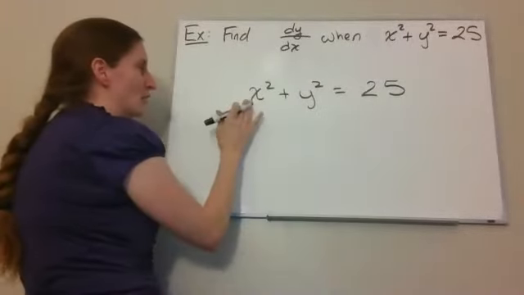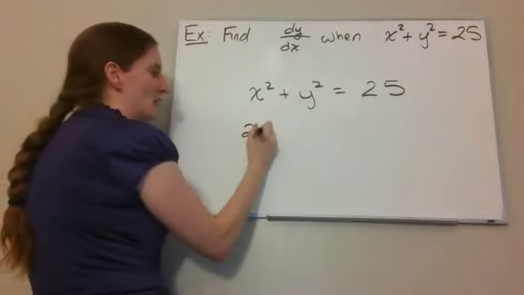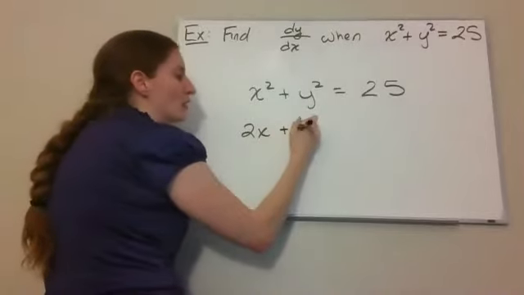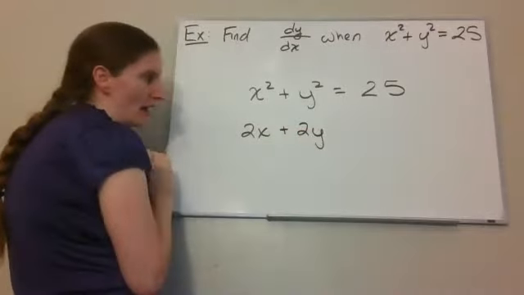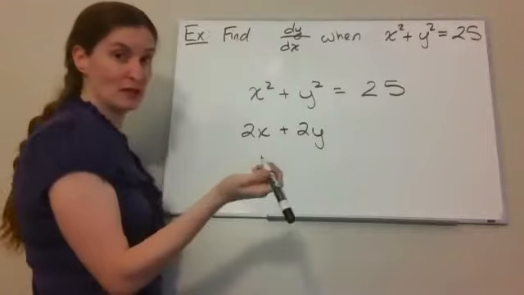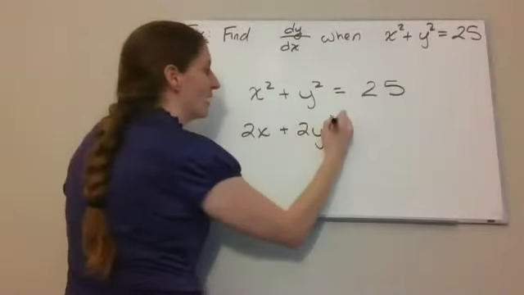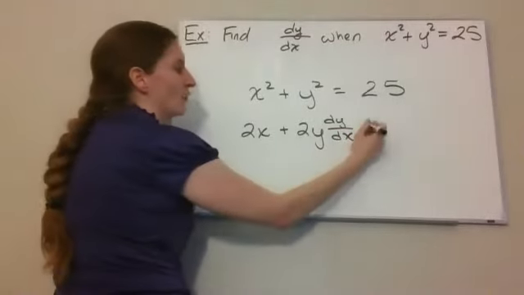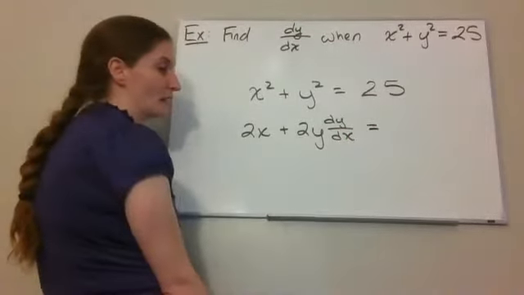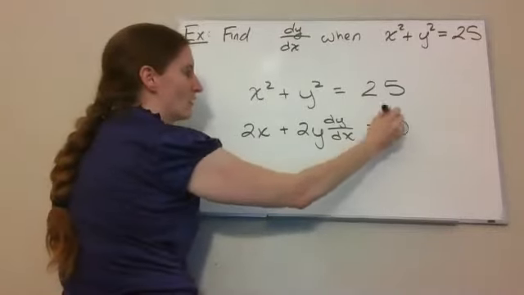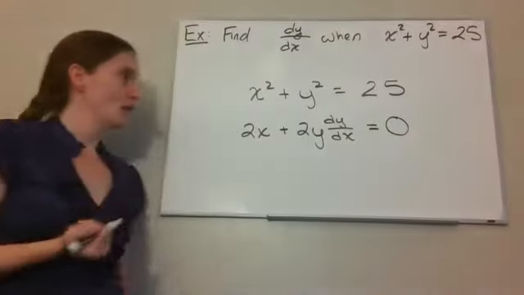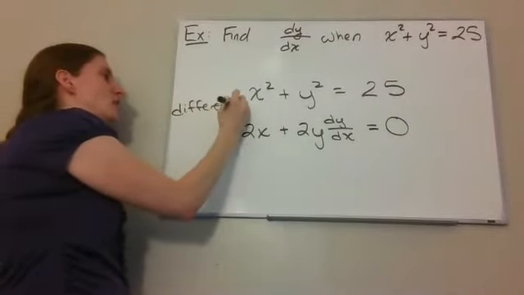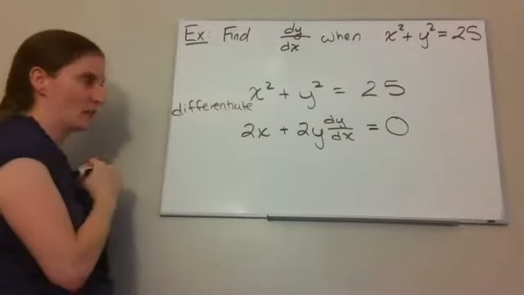So if I take the derivative of x squared, we get 2x. When I take the derivative of y squared, you're going to want to say it's 2y, but we are doing implicit differentiation and I need to multiply by dy dx. And then don't forget to take the derivative of the right side of the equation. Derivative of 25 is 0. So what we did here was differentiate both sides, and that got us this result.